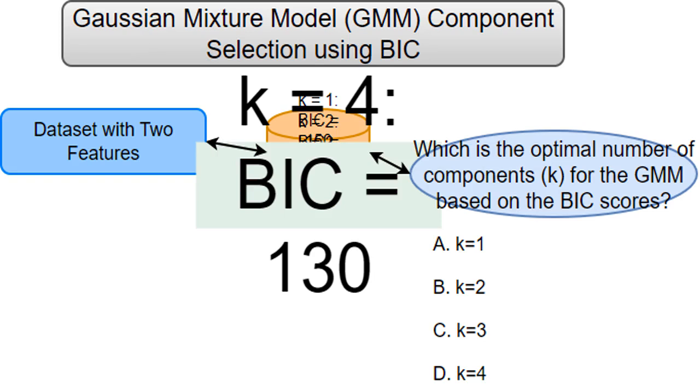Using 4 groups, K equals 4, the BIC score increases even further to 130. The increasing BIC scores indicate that the model is becoming too complex and may be overfitting the data.